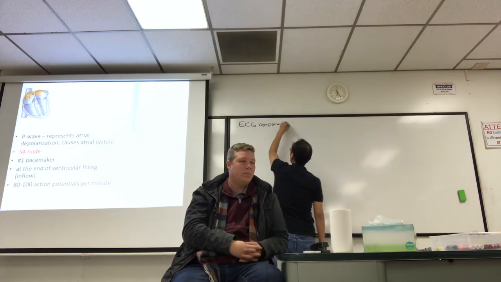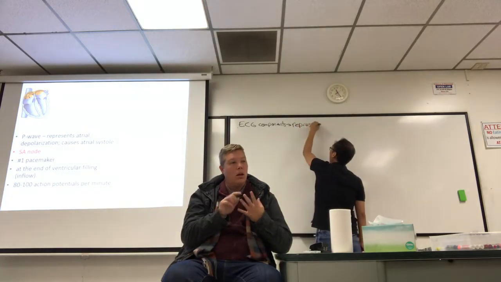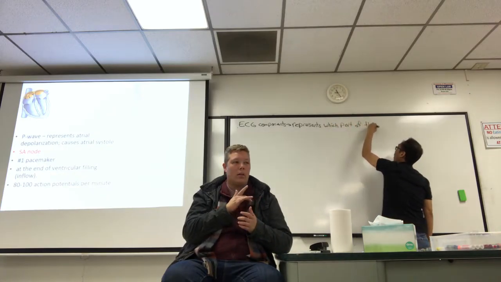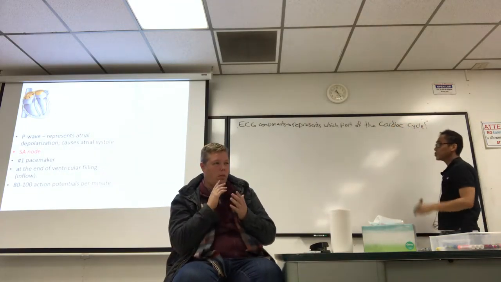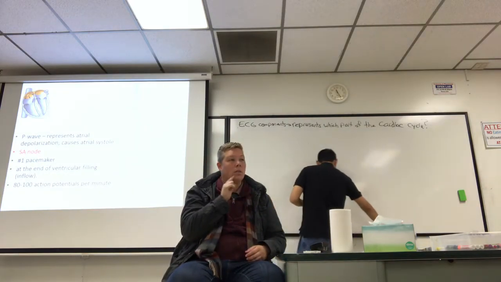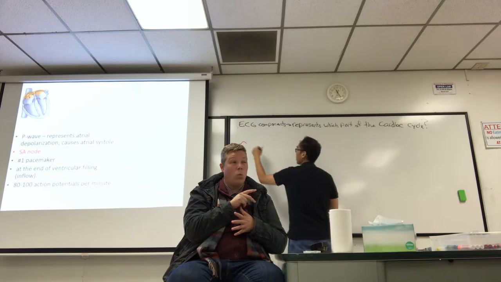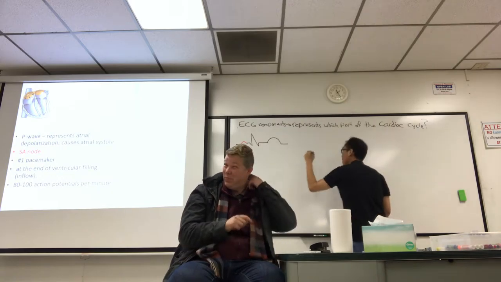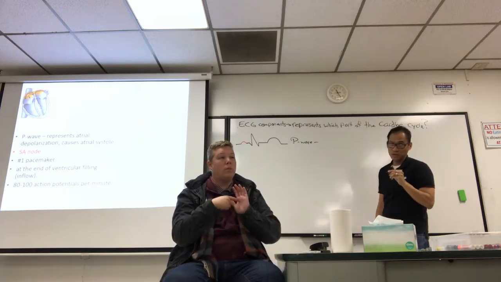And as you study the ECG components, ask yourself this question: which part of the cardiac cycle does it represent? That's the question you should be asking yourself. So for example, P wave, isoelectric line, P wave, that first hump, it's not very big. It goes P, Q, R, S, T. Well, anyway, it's P wave. That represents atrial depolarization.